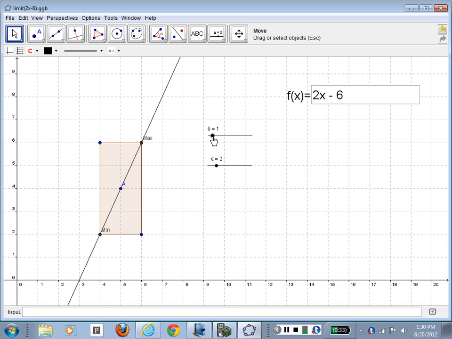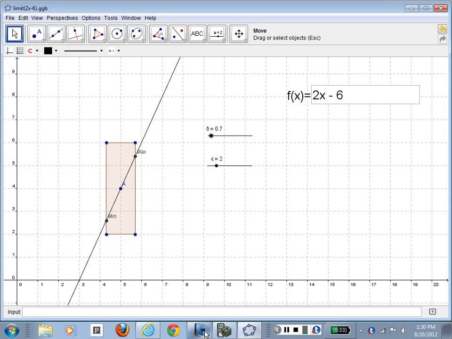Now, if any delta works, a smaller delta will also work. Because I say, okay, suppose x is less than 0.7 units away from 5. Well, f of x is going to fall in between about right there and right there. So easily it falls between 2 and 6. So if delta equals 1 works, for epsilon equals 2, any smaller value of delta will also work.